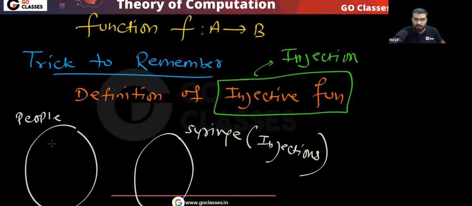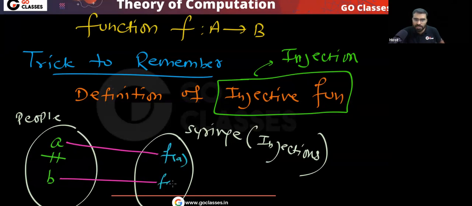Now, in this situation, if you have two different people, A and B, then what should happen? They should get different injections. Yes or no? If two people are different, then they should get different injections. Anyway, this is just an analogy, but I hope you understood this.